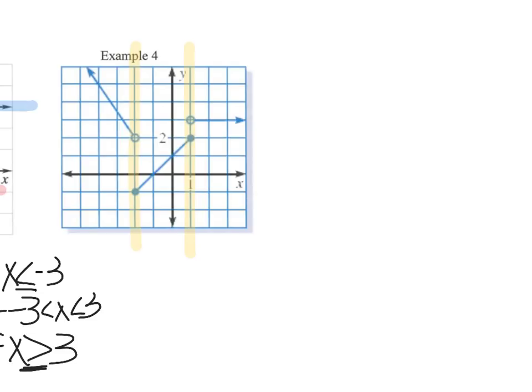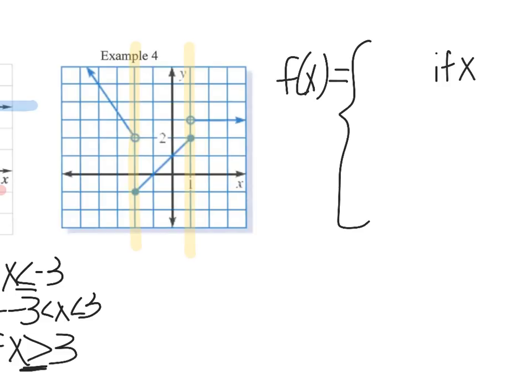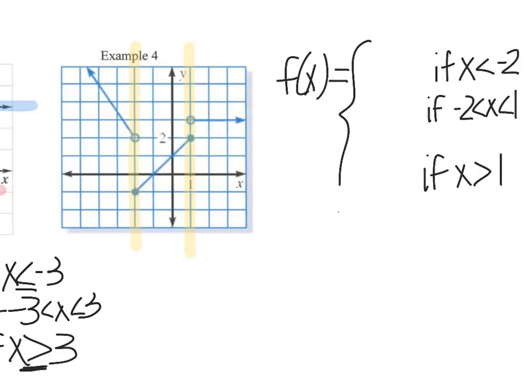So if we're writing our piecewise function, we say f of x when, we've got 3 different parts here, so if x is less than -2, if x is between -2 and +1, and if x is greater than +1. All right, I think I made our brace a little too big here. So we've got 3 different parts to this piecewise function.